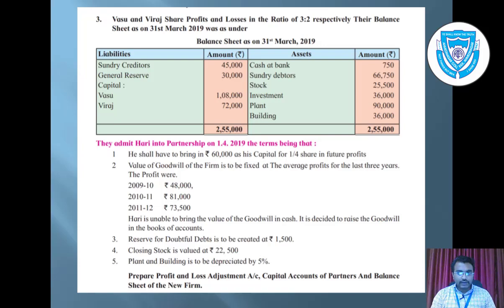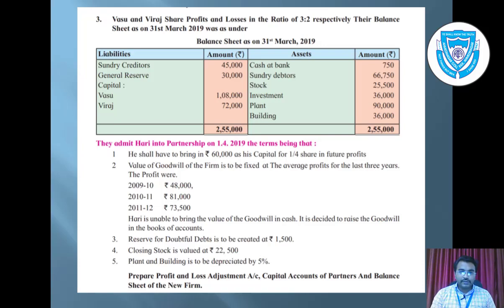Now there are two partners, Vasu and Viraj, sharing profits and losses in the ratio 3:2. So the old ratio is provided. Their balance sheet as on 31st March 2019 was as under. On the liabilities side, we can see creditors, general reserve and capital balances. On the asset side we can see cash at bank, debtors, stock, investment, plant and building.